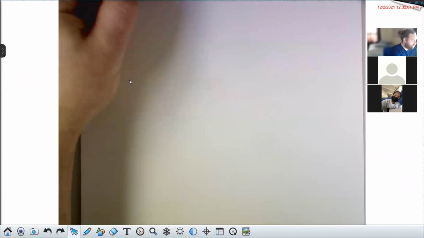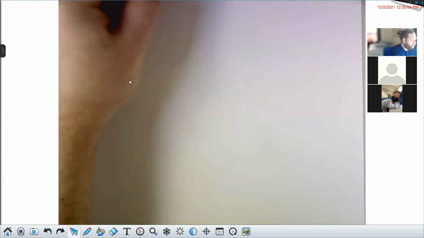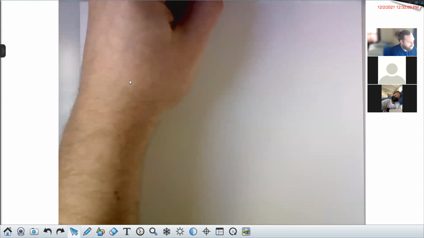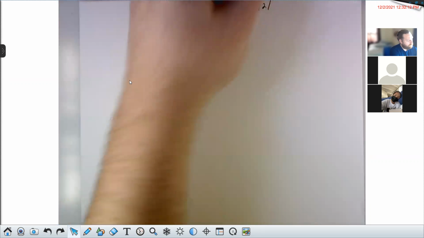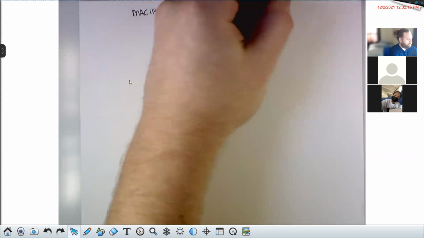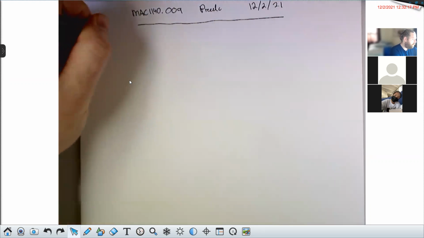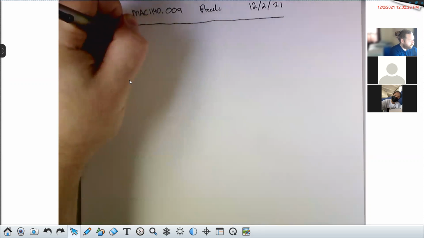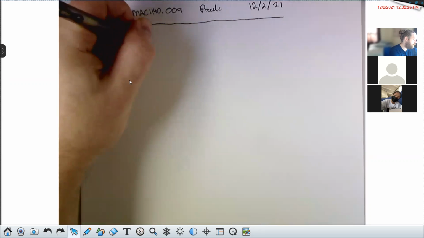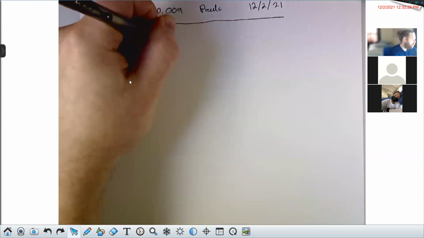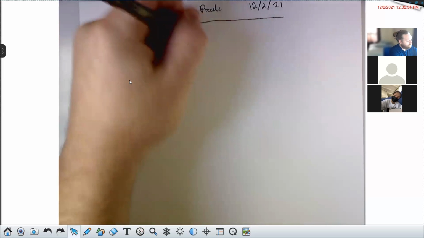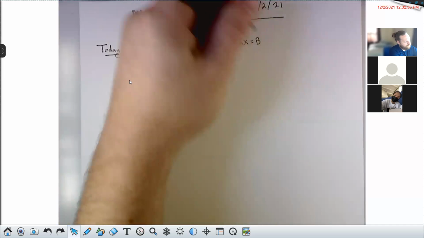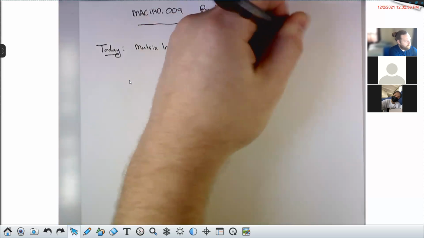So this is MAC 1140, section number 009, which is of course pre-calc. Today is the 2nd of December 2021. And what we're doing today, we're going to discuss matrix inverses and solve the matrix equation AX equals B. This is all 10.5.